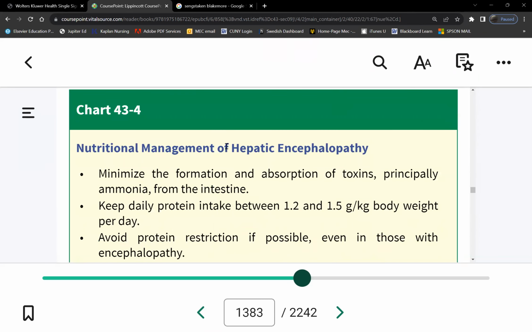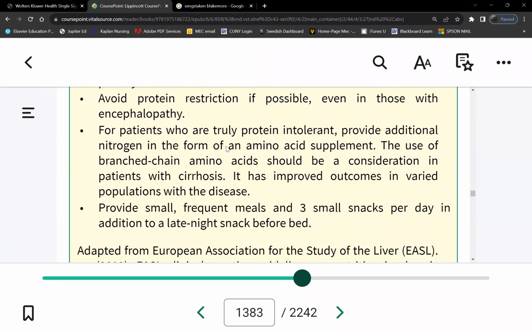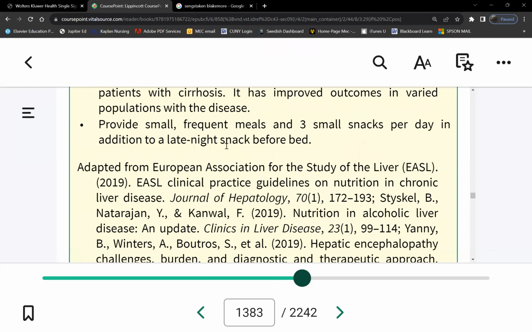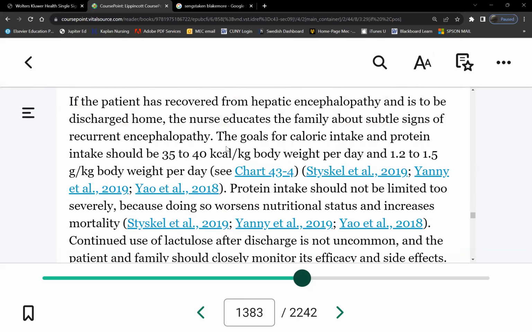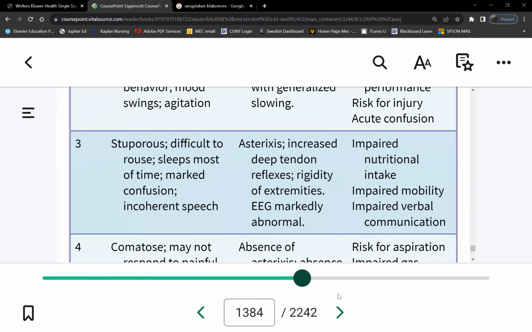Okay, so here's a summary of encephalopathy. This will contain the lactulose, the dietary protein restriction, the medications. That should be it. Let's go to hepatitis now, and that will be it for the program.